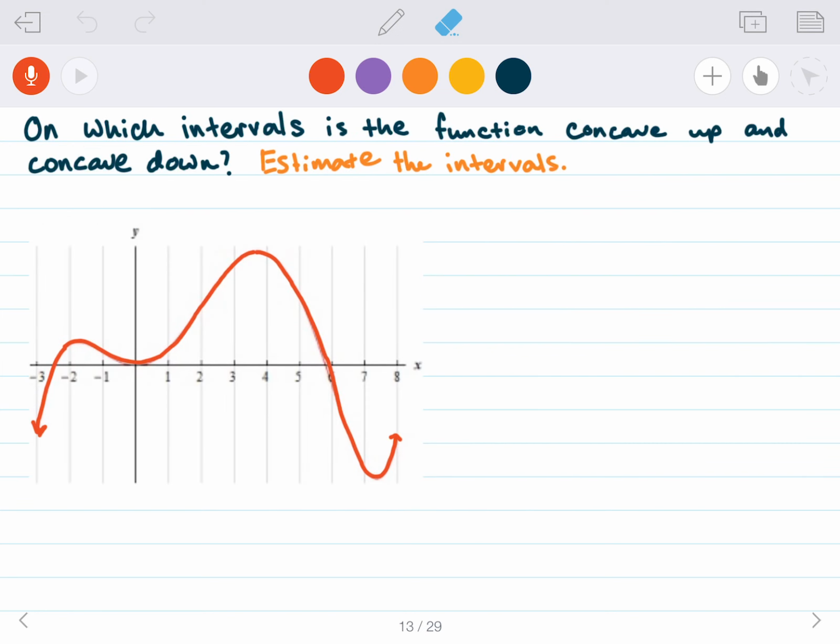All right, on which intervals is the function concave up and concave down? And we're going to have to estimate because we don't exactly have the tools in our toolbox yet to get precise intervals. You will when you take calculus, but for now we're going to estimate. So what I'm going to do is first mark off the points where it looks like the concavity is changing from up to down or down to up. What we call this is an inflection point. And I'm going to mark these on the graph. So when the concavity changes from up to down or down to up.